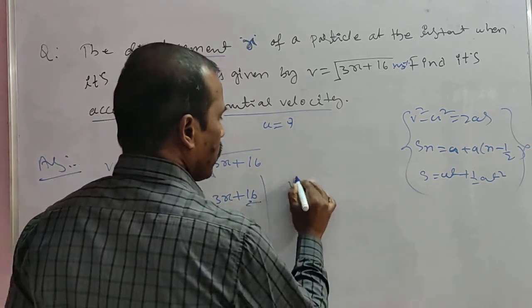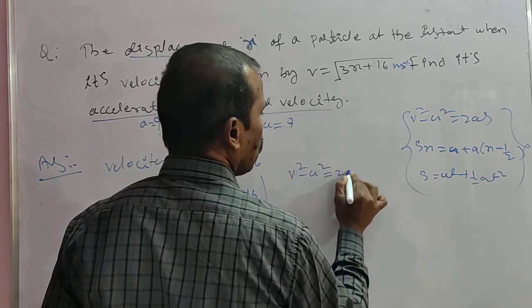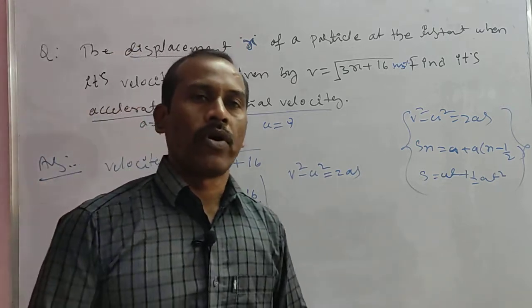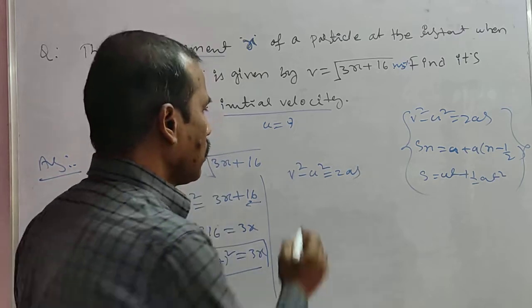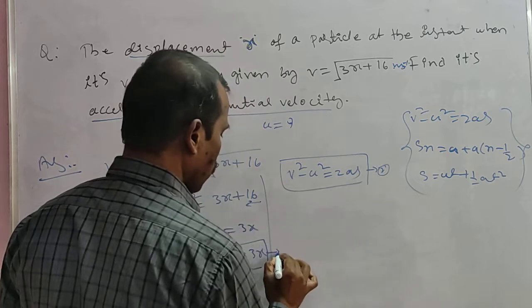Now v square minus u square is equal to 2as. Here a is the acceleration of the particle, and s means the displacement of the particle. Now this is equation 2, and the earlier one is equation 1.